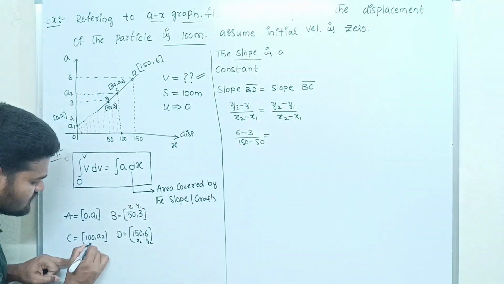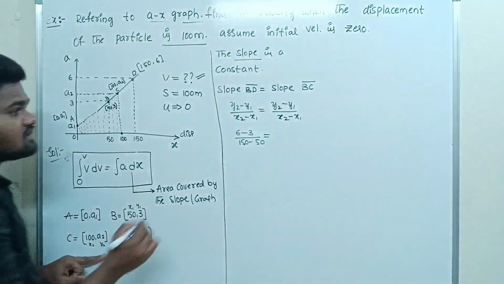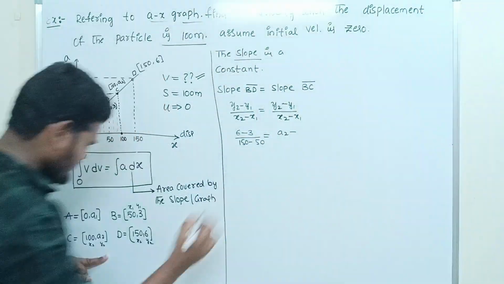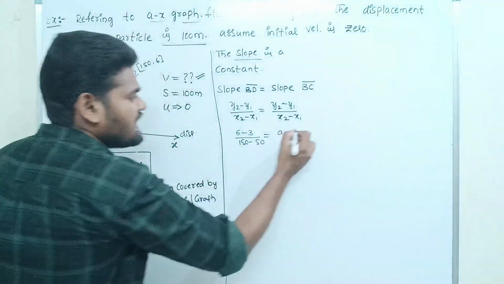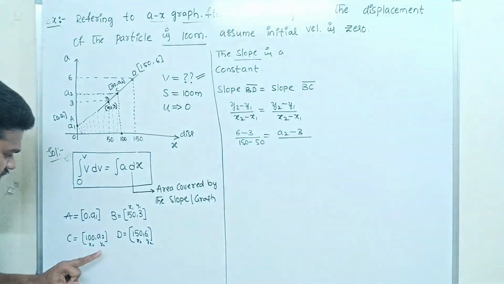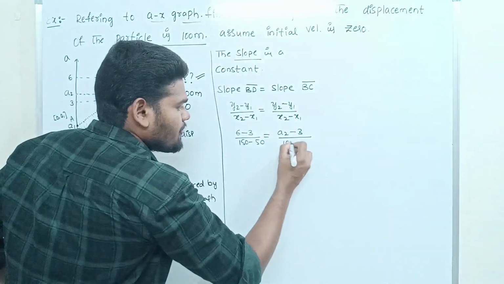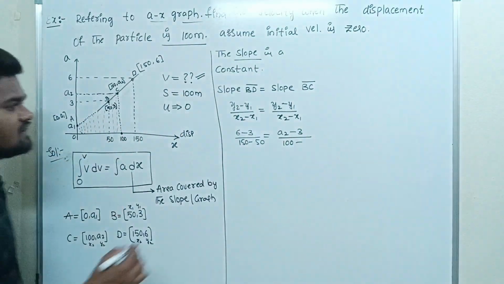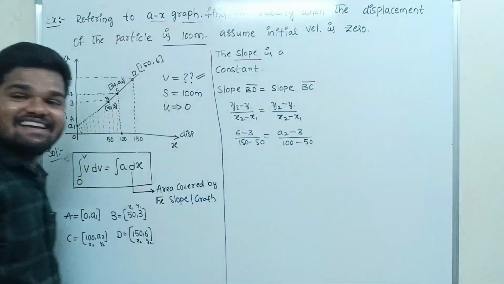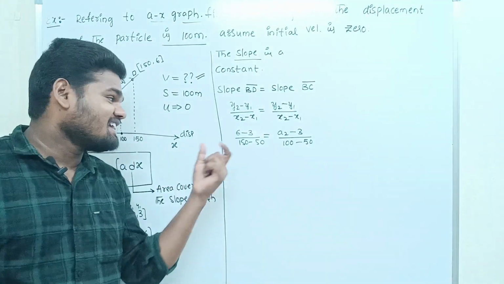X1, Y1, this is what? X2, Y2. So that is equal to Y2 minus Y1 divided by X2. What is X2? 100 minus X1. What is X1? 50. Are you getting more? I'm just writing the equation for slope.